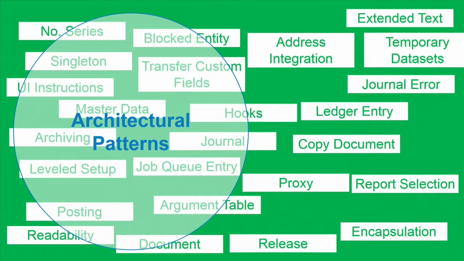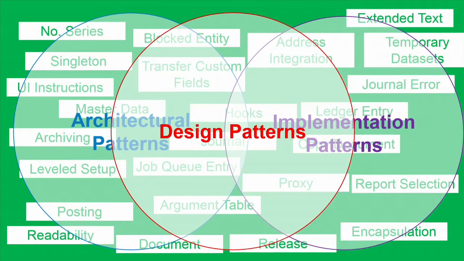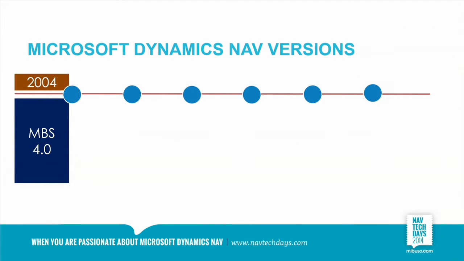So if we categorize design patterns, we talk about architectural patterns, which are the documents and the codeunits and the big building blocks that the application is built of. Then we have the design patterns, which are the part of the architectural patterns, which are number series, blocked entity, the smaller address integration, so the smaller things, and then we have the implementational patterns. And most of the PRS patterns are part of the implementational patterns. They are more the way how I design things, how do I write code, how do I hook into codes, and what have you. So why is this all important?